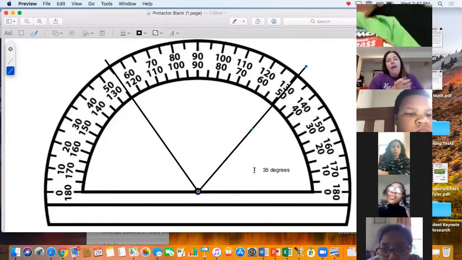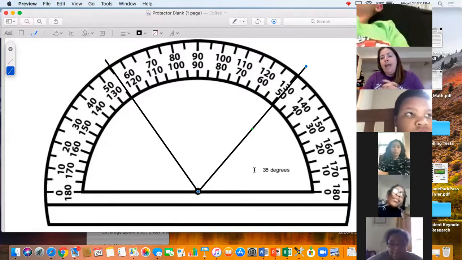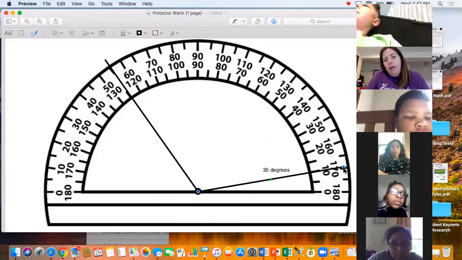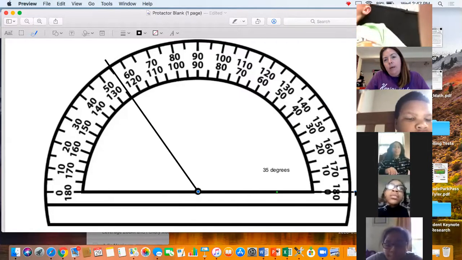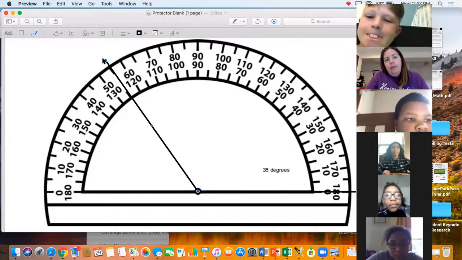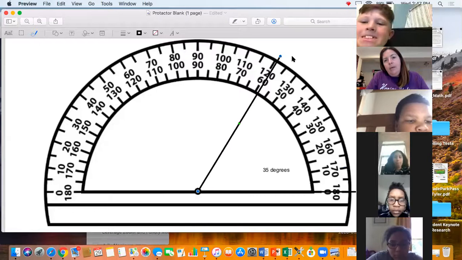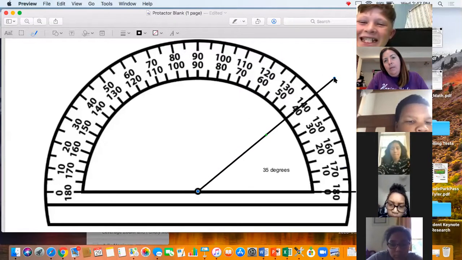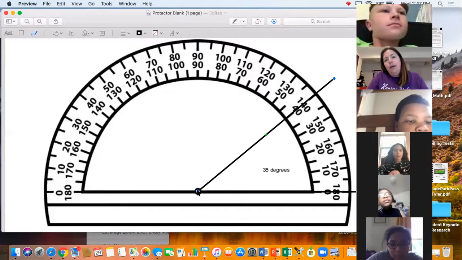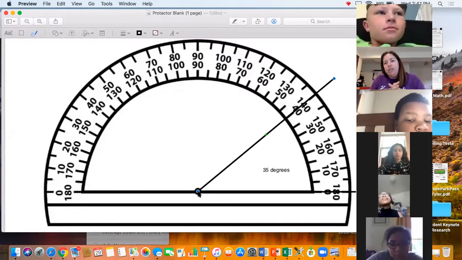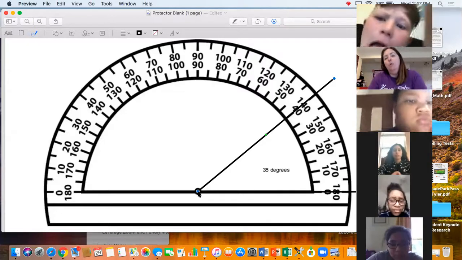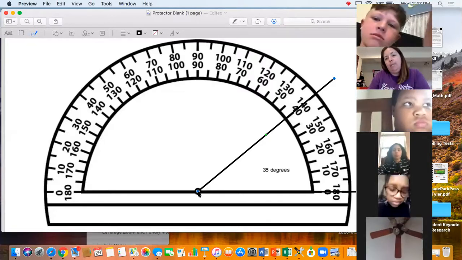All right, so I have two arms of an angle drawn on my protractor, okay? I'm gonna line this arm up with the baseline. I'm gonna line this arm up, right? Now, where the two line segments meet, that is my vertex. That's like the hinge point, right? That's the vertex where the two rays or line segments meet.